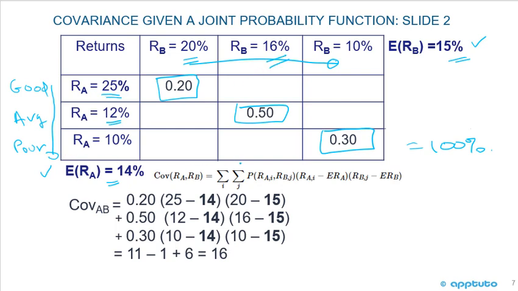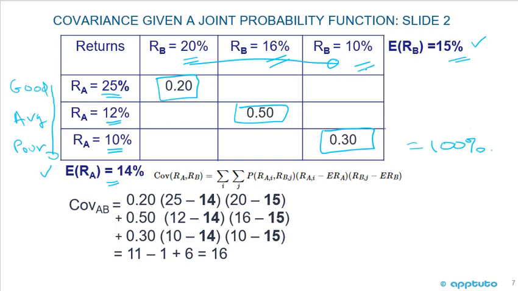And if the economy was poor, then the return for company A was going to be 10%, and the return for company B was also going to be 10%. So that's how we set up our tables. In the middle, we had good, average, poor for terms of our probabilities. And then on the rows, we had the returns for company A, and on the columns, we had the returns for company B, okay?